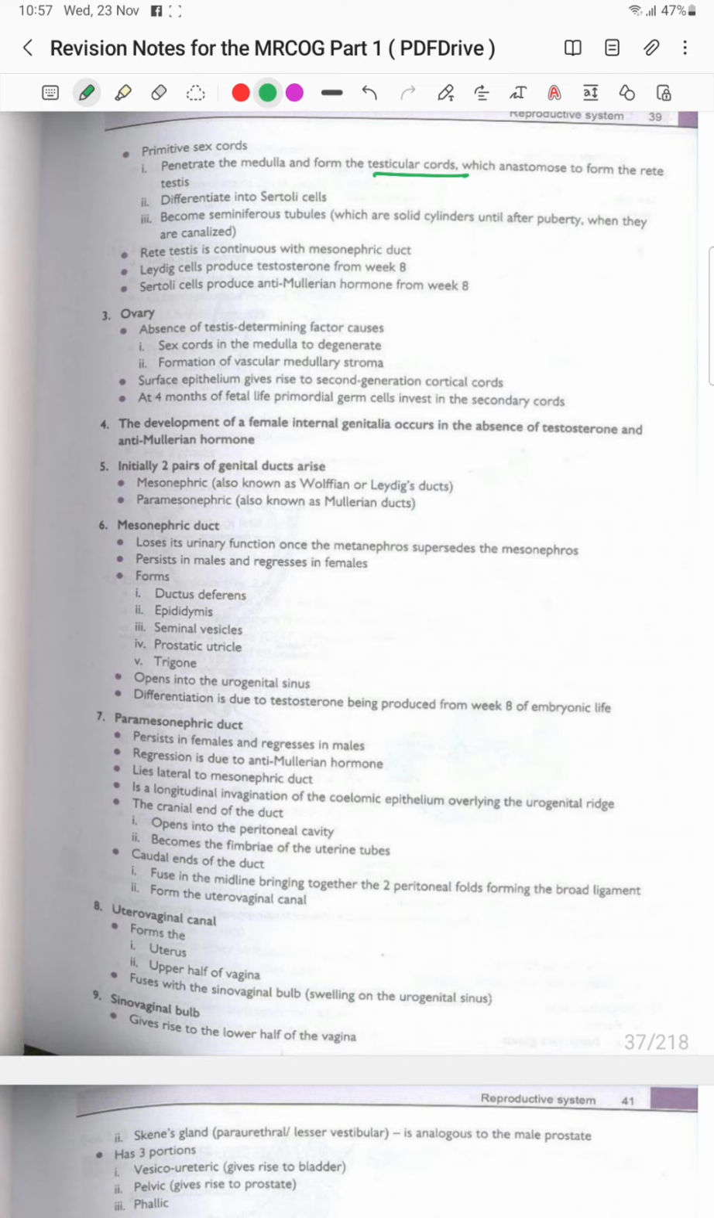Initially two pairs of genital ducts arise: the mesonephric, also known as the Wolffian ducts, and the paramesonephric, also known as the Mullerian ducts. Mesonephric ducts lose their urinary function once the metanephros supersedes the mesonephros. They persist in males and regress in females, and form the ductus deferens, epididymis, seminal vesicles and the prostatic utricle, and the trigone opens into the urogenital sinus. Differentiation is due to testosterone being produced from week 8 of embryonic life.